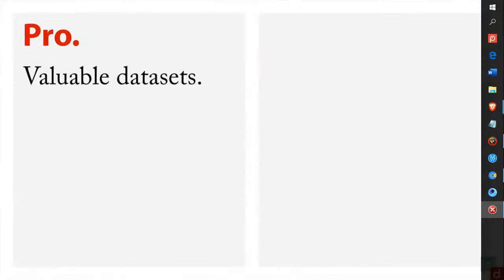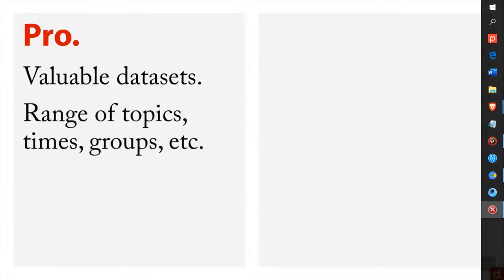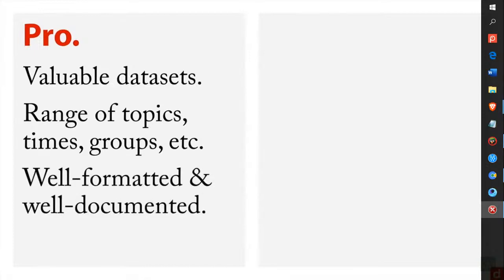Now, there's some pros and cons to using this kind of open data. First is that you can get very valuable datasets that maybe cost millions of dollars to gather and to process. And you can get a very wide range of topics and times and groups of people and so on. And often the data is very well formatted and well documented. There are, however, a few cons.